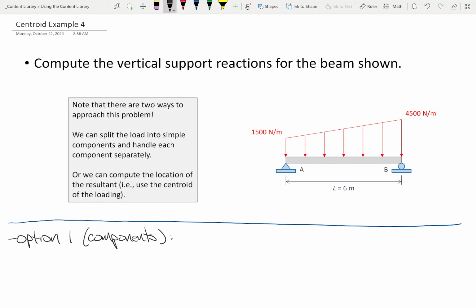Which I'll call components, okay? So let me explain how option 1 is going to work. What I'm going to do is take this load, so this is a trapezoid, right?